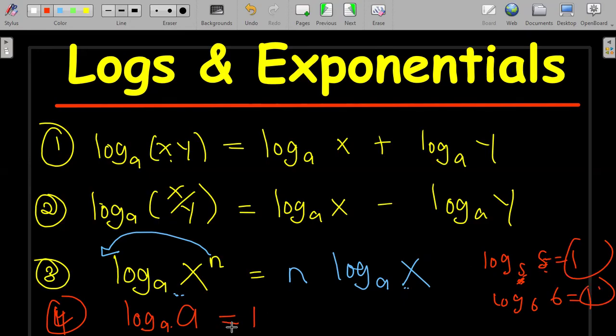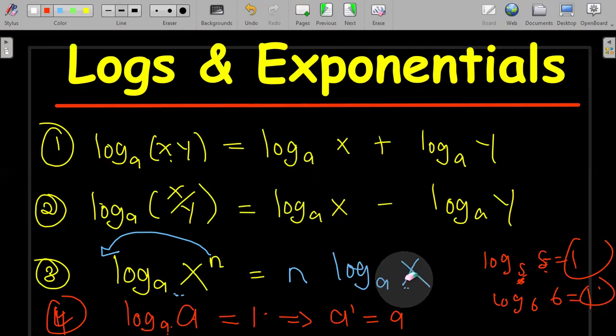Why is it that we can see it when we convert this to exponential? Base to the power answer is equal to what is in the middle. So this will be a to the power 1, which definitely should be equal to a. So that's where we get this property, a very useful property. That was the fourth one, so we can look at the fifth one.